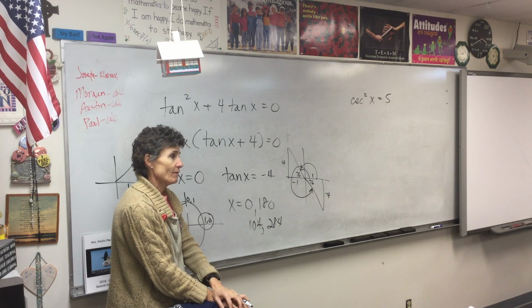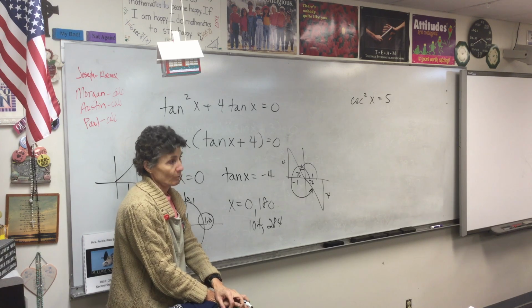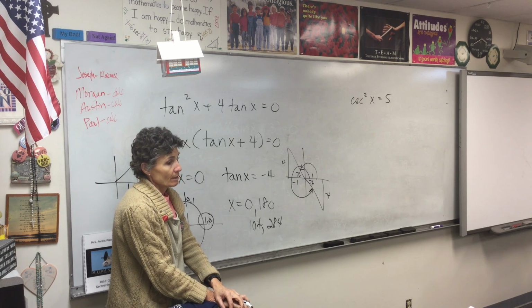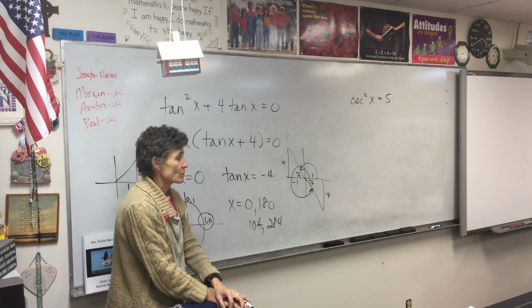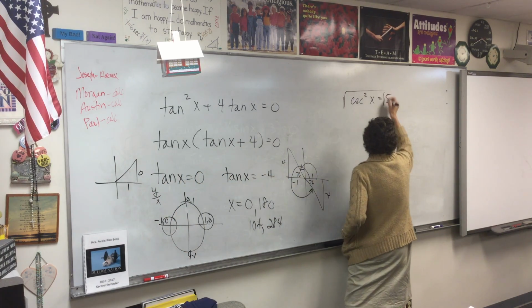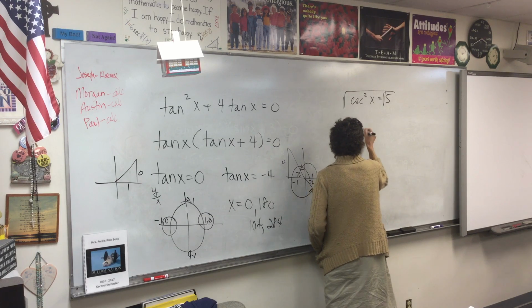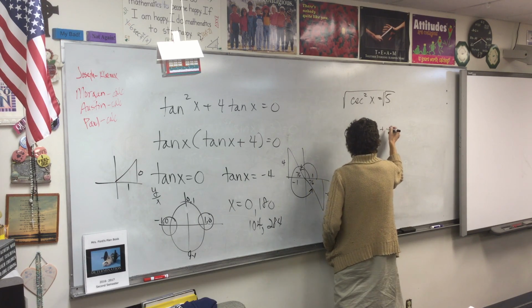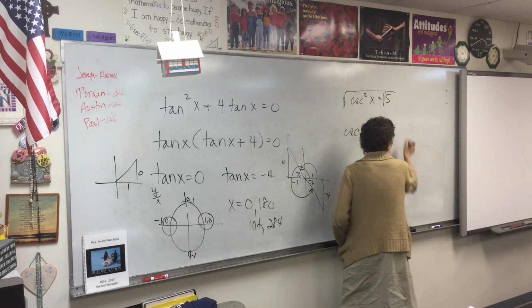You could subtract the 5, but since 5 is really not a nice number, I think I'm going to square root both sides here. The other one we had was okay because it was like a 1 or something. This one, I'm just going to square root both sides, and it's going to say cosecant equals plus or minus the square root of 5.